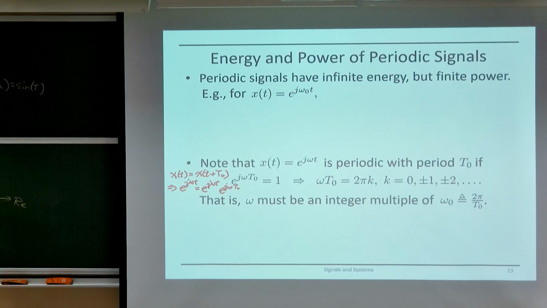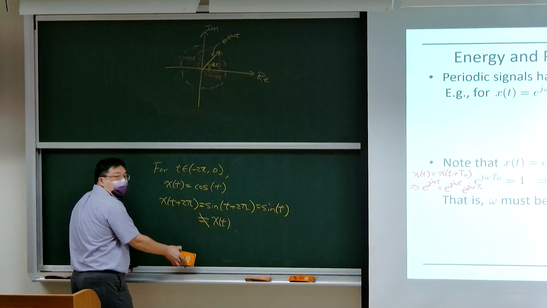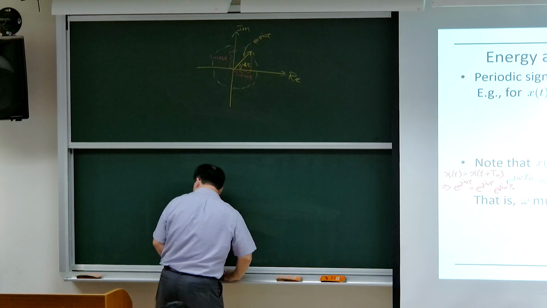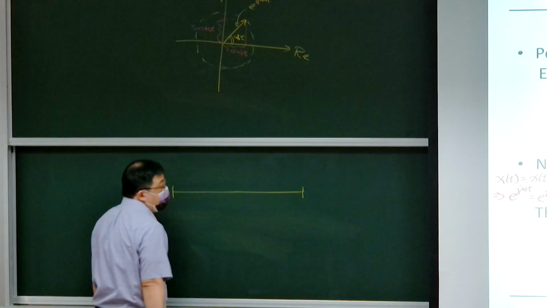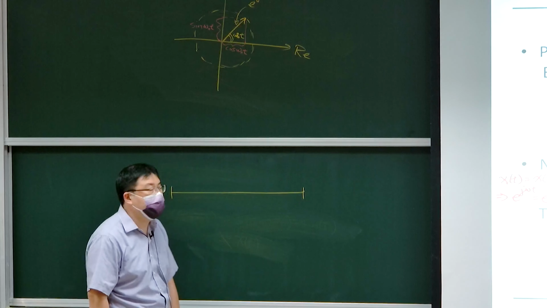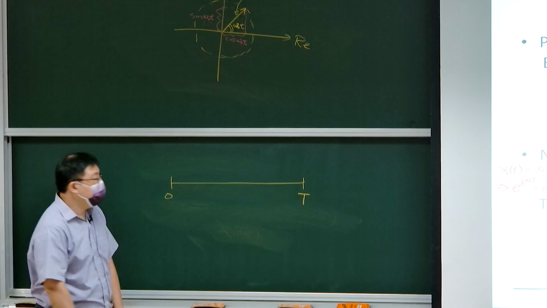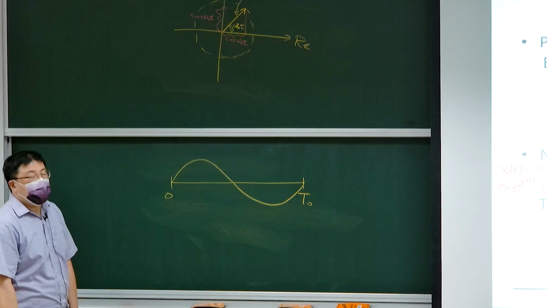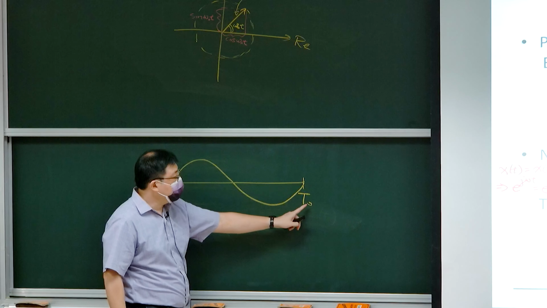So what does this imply? When you have a signal with frequency omega naught equal to 2 pi over T naught, this means that over a period of T naught, you observe one cycle of the sinusoid. So if you continue to draw this sinusoid, you can see that it is periodic with period T naught.